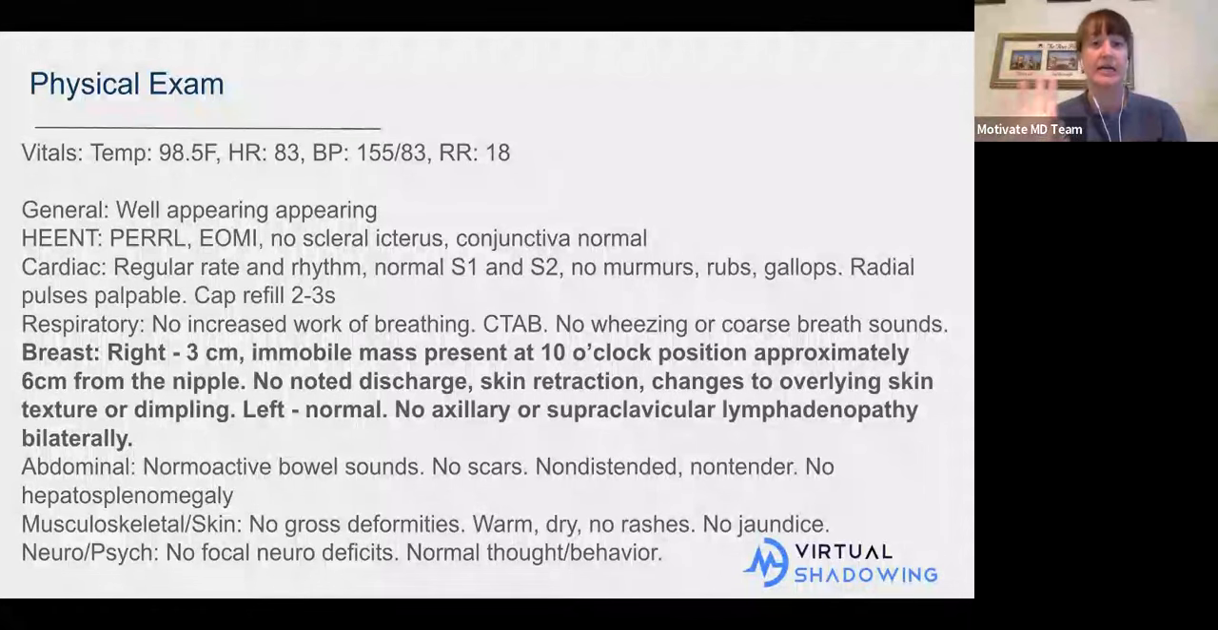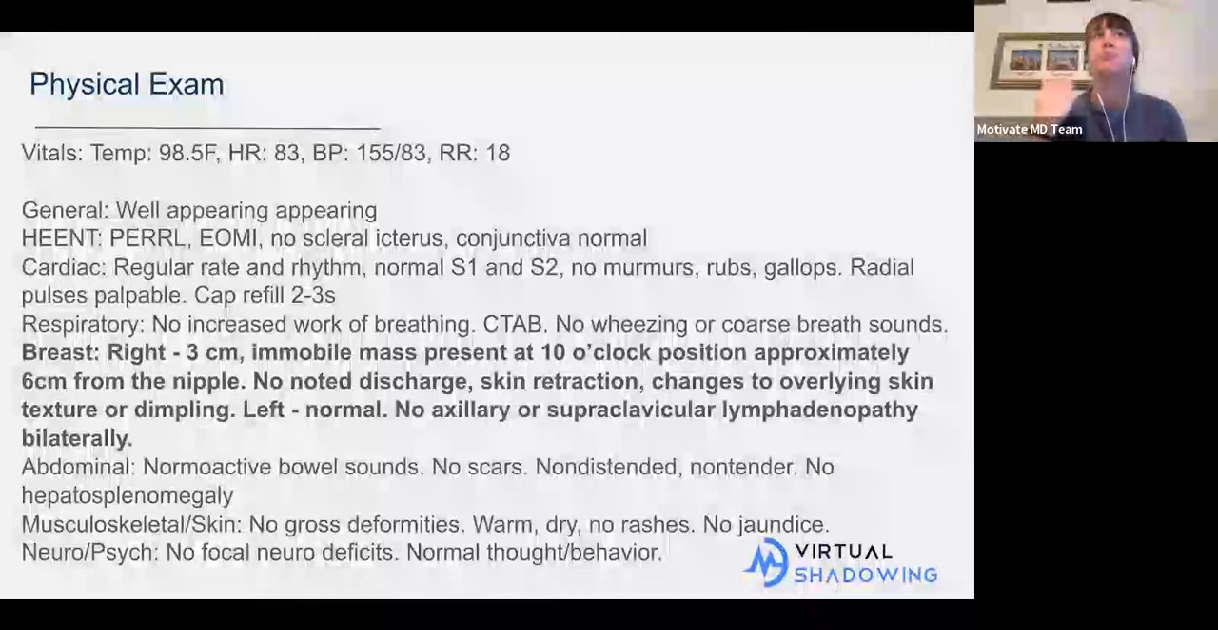But on the good side of things, there isn't any skin retraction. There isn't any discharge, and the skin looks okay. So that essentially means, okay, even if I'm worried about this being a cancer, it's not invading the skin yet, which is a prognostic factor. That is a good thing, right? It's still relatively small at 3 centimeters, but it's enough that we're going to have to check her out after this. We're going to have to do some further workup.